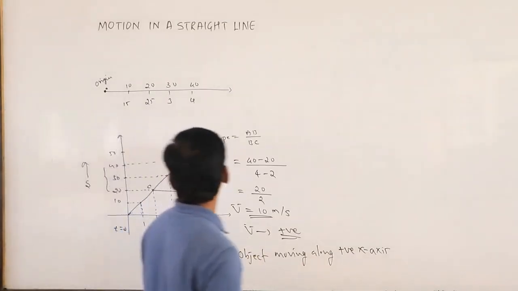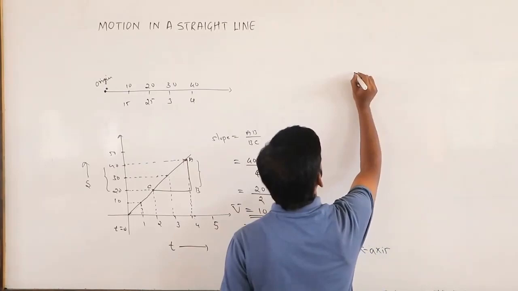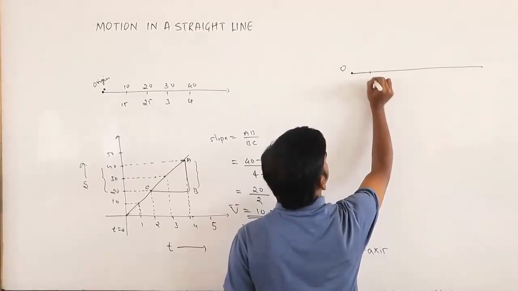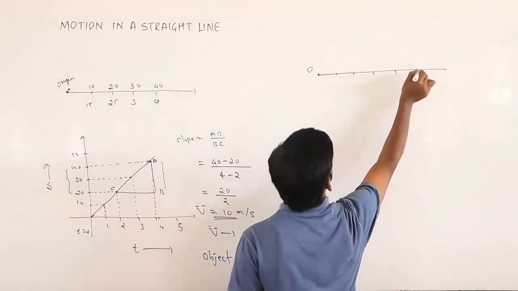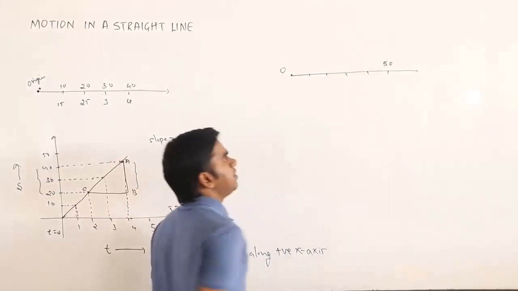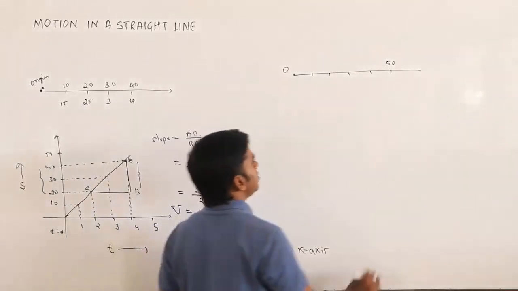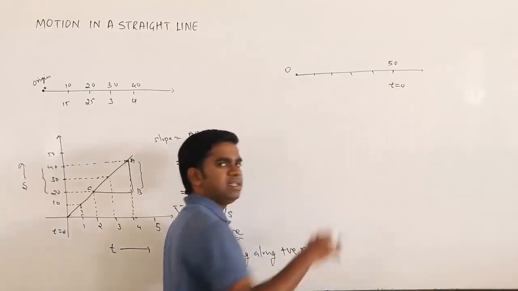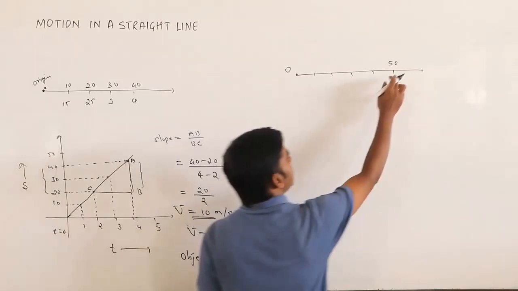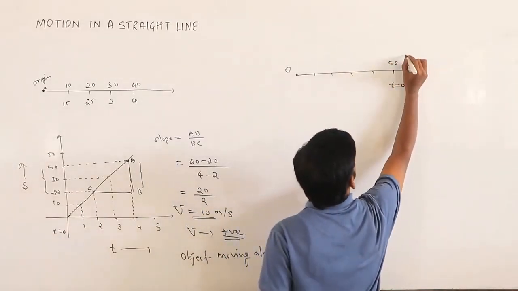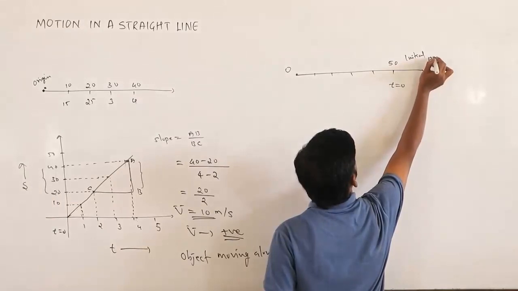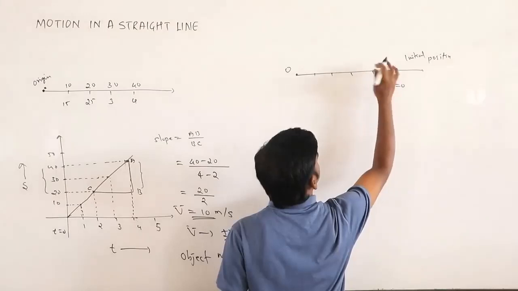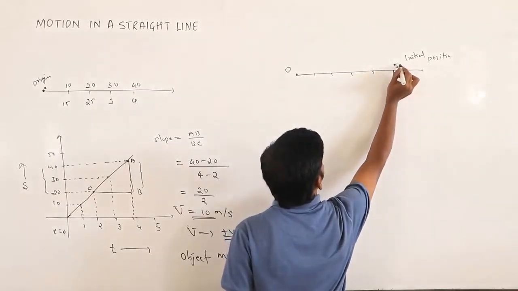Suppose there is an origin, and I will take some instant of time. Here it is 50. Remember, at time t equals 0, the object is already at 50. This is the initial position. So suppose you have a car, and I will take this as 50.